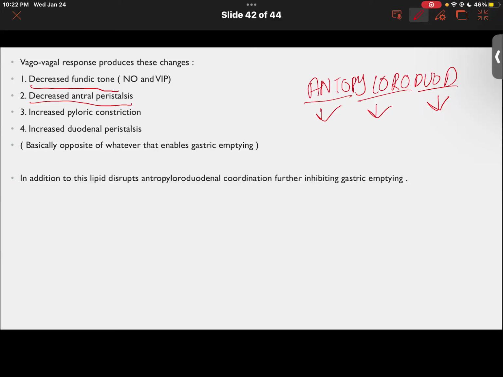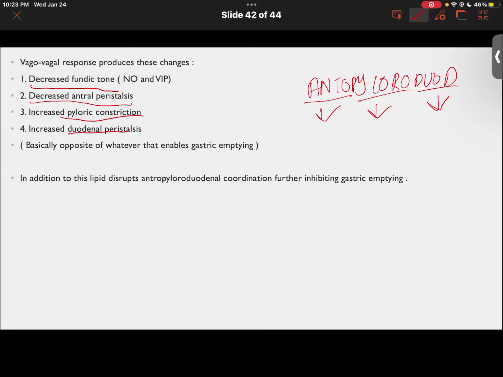Decreased antral peristalsis, so no contraction of the antrum. Increased pyloric constriction, which means the pylorus is going to close itself, and increased duodenal peristalsis, which means the pressure inside the duodenum is going to increase, so it's not going to allow food to come in. So basically, the opposite of whatever enables gastric emptying. Whatever enables gastric emptying is going to be inhibited here, and it's through the vagovagal response. The vagovagal response does not want the food to go out of your stomach. I'm sorry, I know there's so much vagal, vagus when you haven't done the vagus nerve properly, but that's just how it is, unfortunately.